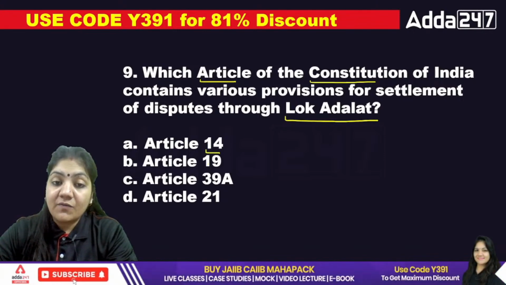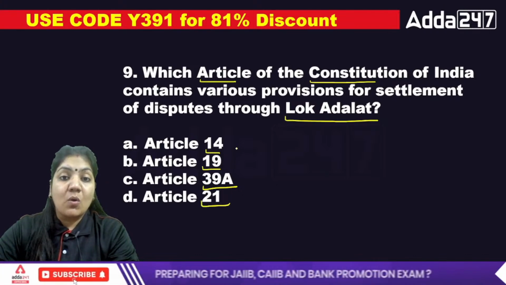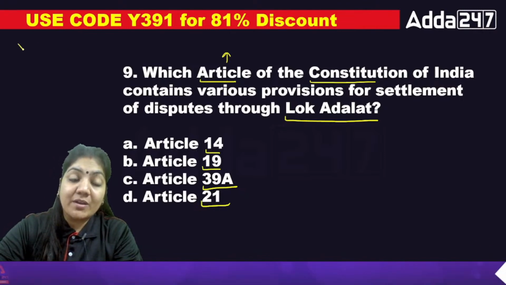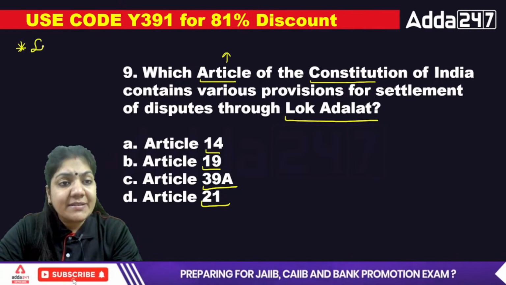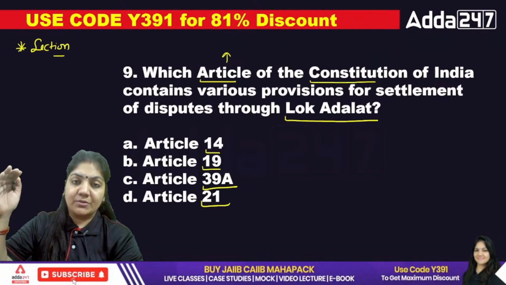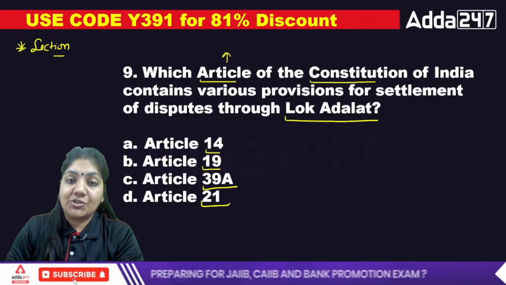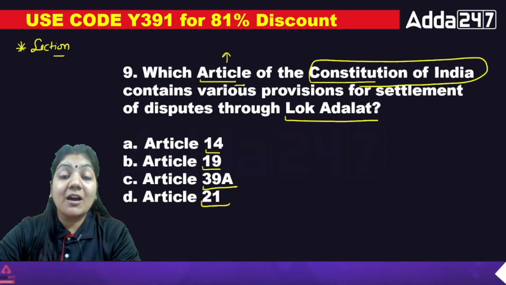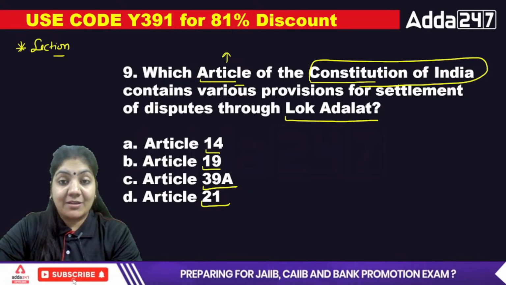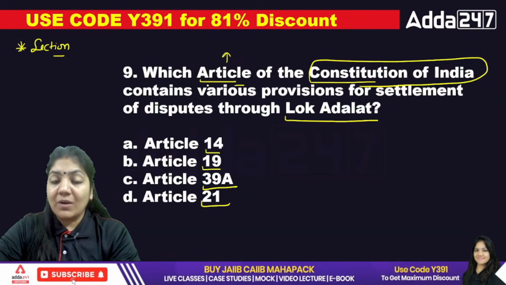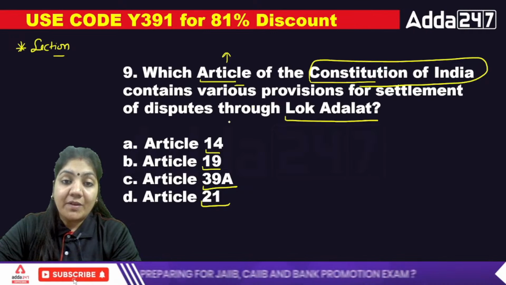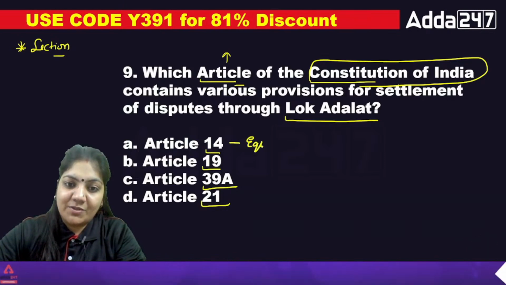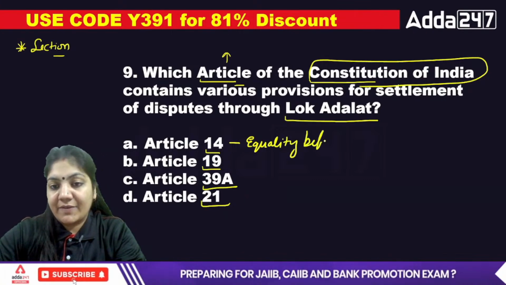First of all, see the options: Article 14, Article 19, 39A and 21. What is an article? In contract you have learned sections. In every act there is a section. It means whatever is written point-wise in the act, every point is a section. But the Constitution of India, that is a law book, is the only book in which points are written in the form of articles. Article 1, Article 2, Article 3. So you have just learned the term Lok Adalat. So just tell me, in the Constitution of India, under which article the term Lok Adalat is there. That is not so important, but the term Lok Adalat is there. So that's why I'm writing it.